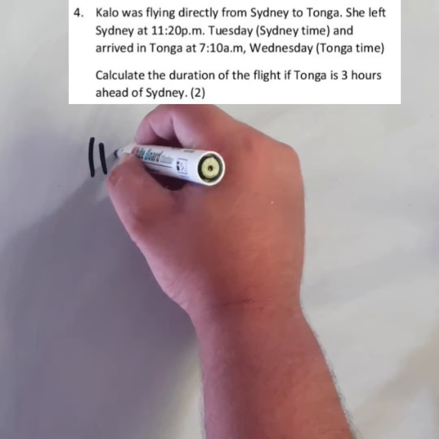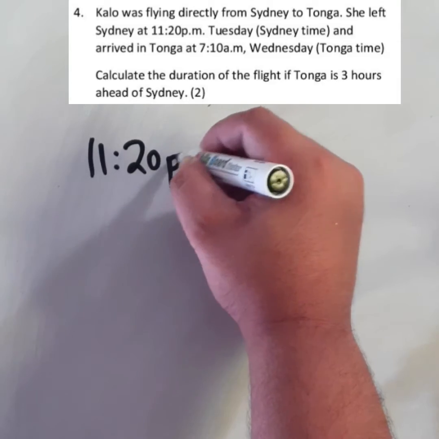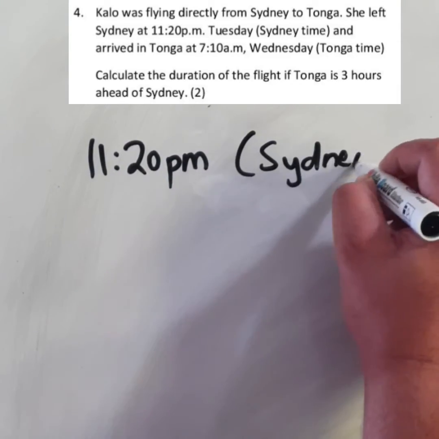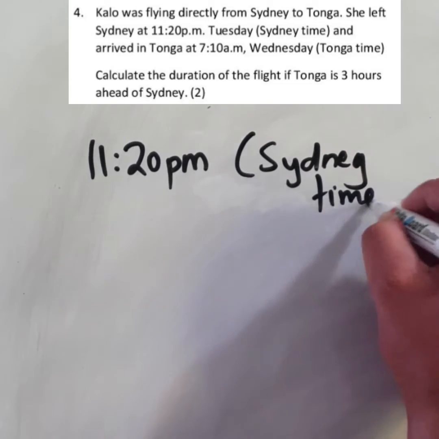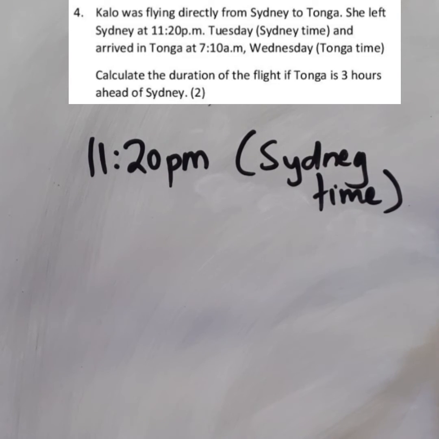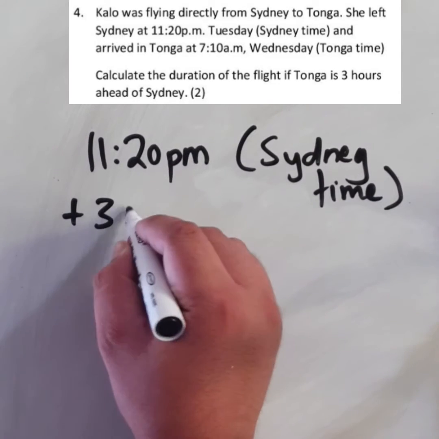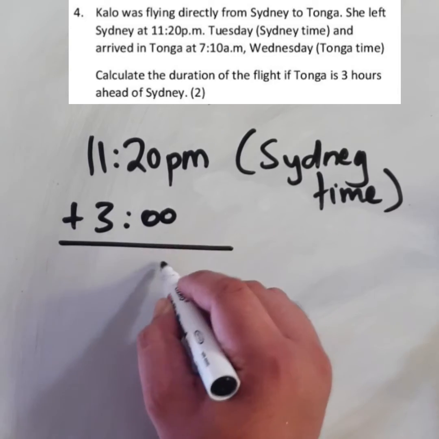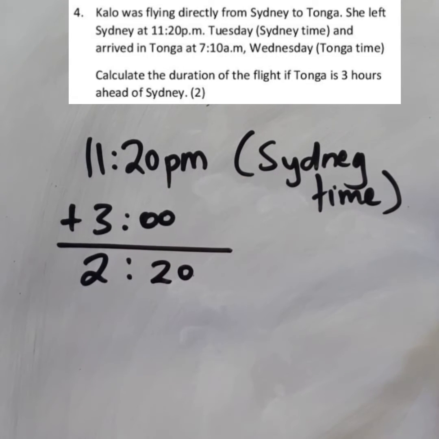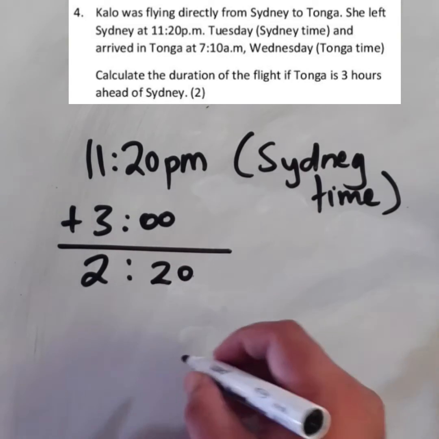For this question here, what I like to do is I like to convert from the Sydney time to the Tonga time. So as it says, Tonga is 3 hours ahead of Sydney. So the way to convert this is to add 3 hours to the Sydney time. By adding 3 hours to the Sydney time, we will get the Tonga time. So 11:20 plus 3 hours, that should get us to 2:20 a.m.